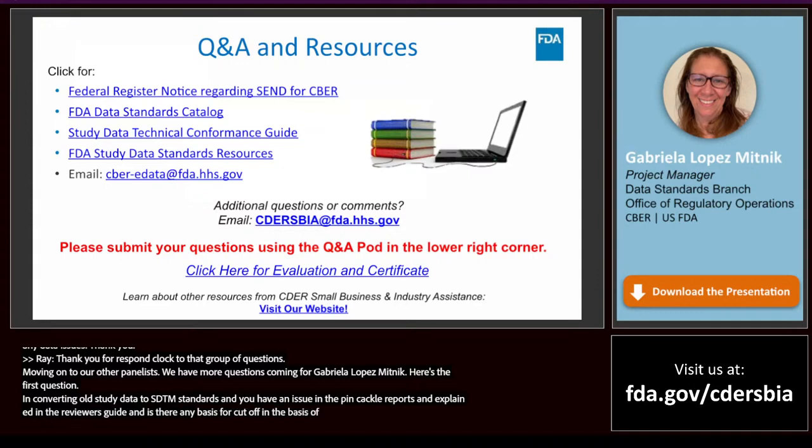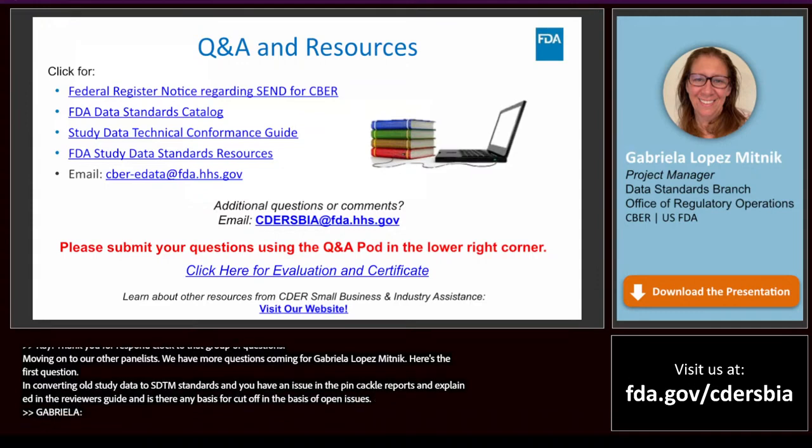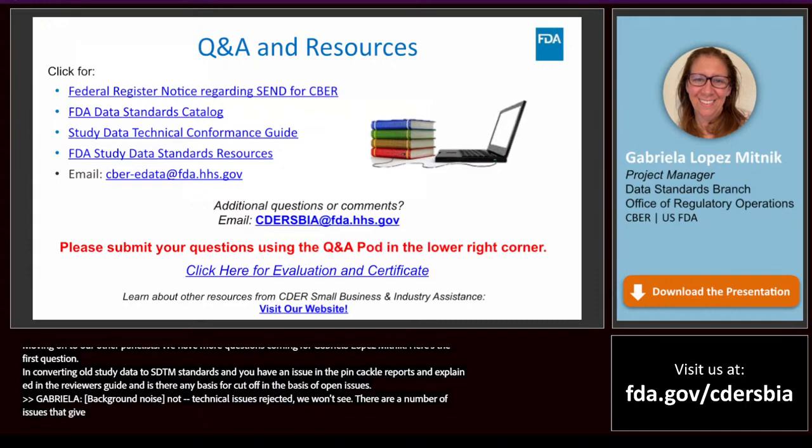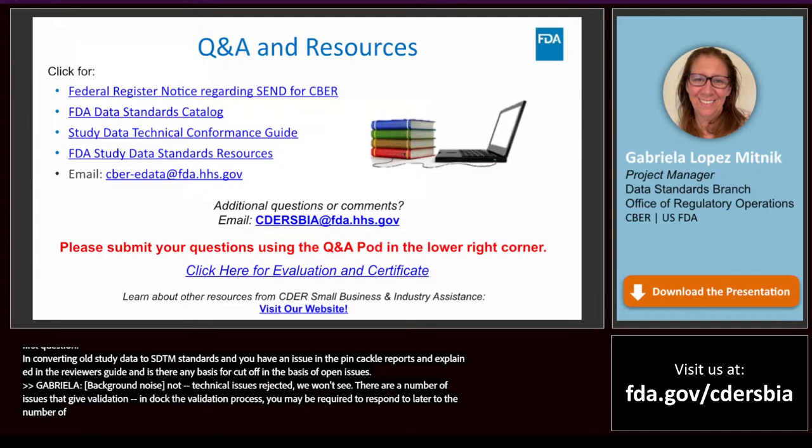There are two different things. The rejections are specific to a specific error. So if the study is rejected, we don't see it. But if there are a number of issues during the validation process, you may be required to respond to a letter about those issues. There is no number of issues at which you simply need to answer the letter; if you receive any inquiry, you need to respond. Thank you.